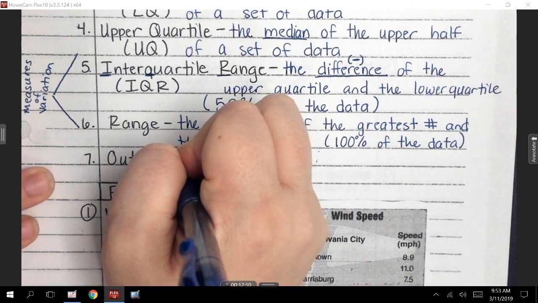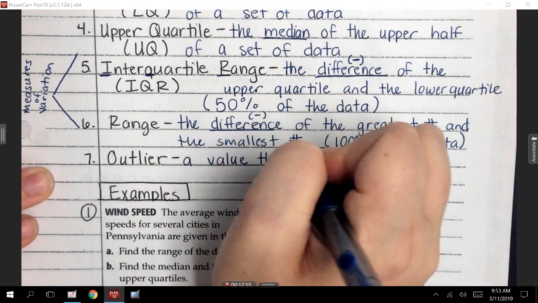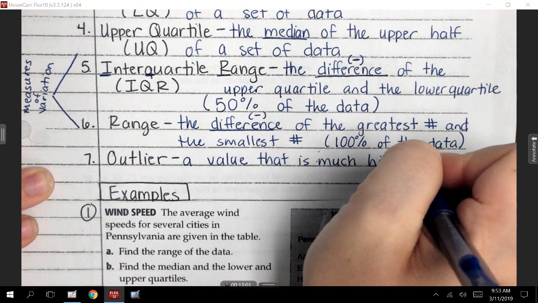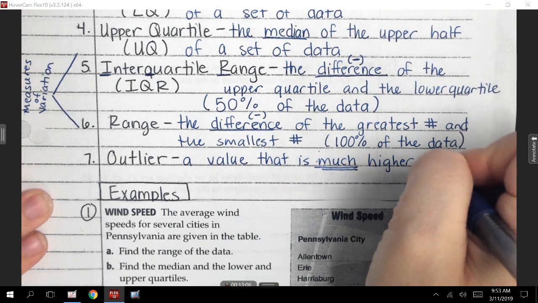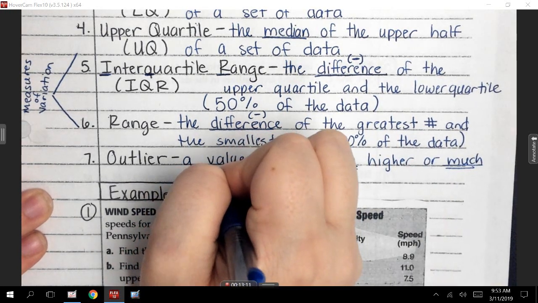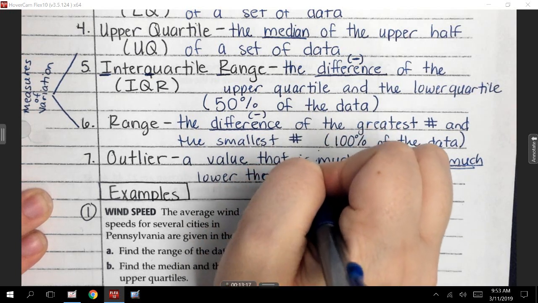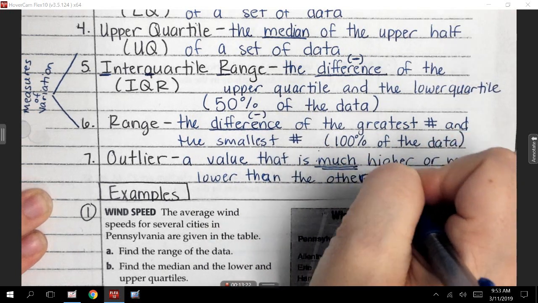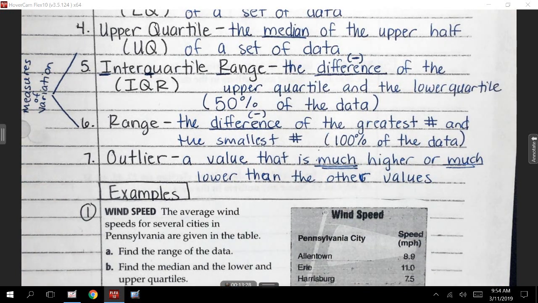So let's say an outlier is a value that is much higher. I'm going to underline the word much because it has to be significantly bigger. Or much lower than the other values. Okay.